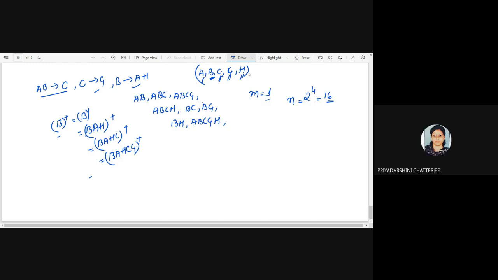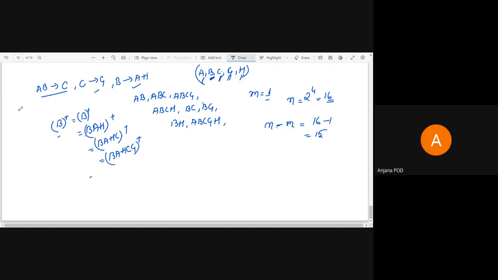That is 2 to the power 4, ma'am. Yes, that is what you are saying. And then the formula that we had to do was n minus m, that is 16 minus 1 equals 15. Ma'am, this is the standard formula through which we can get all the super keys if we are given any relation, I mean, any set like this.